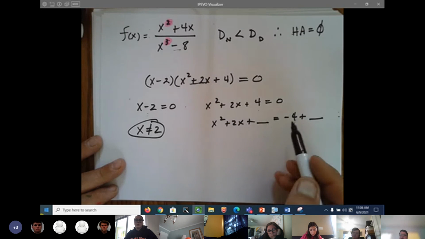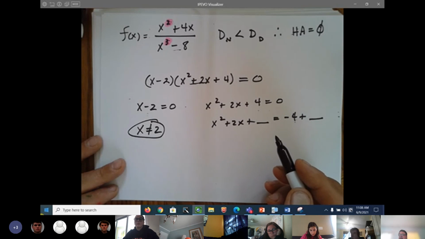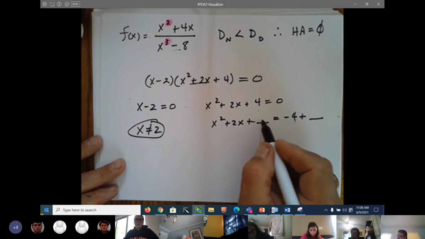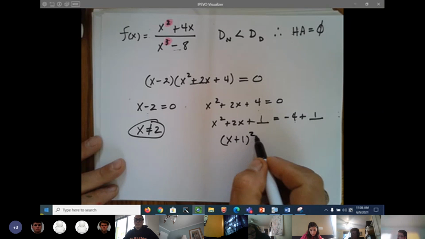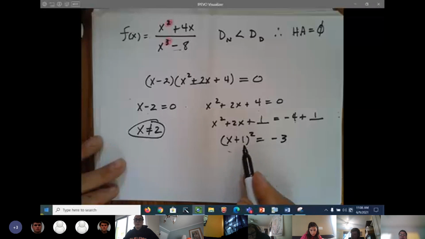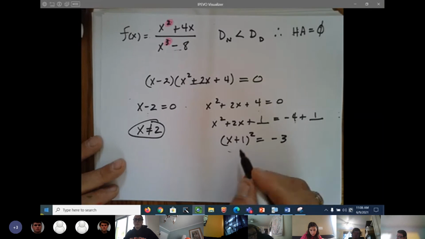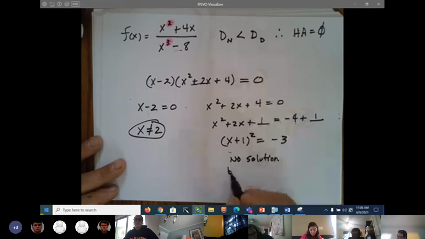But we're going to test it with complete the square because you never need to forget how to do complete the square unless you want to fail calculus. So half of 2 is 1, 1 there, 1 there. x plus 1 quantity squared is equal to negative 3. And at that point, you know that there's no solution because you can't take the square root of a what? Negative. Thank you. No solution because you can't take the square root of a negative.